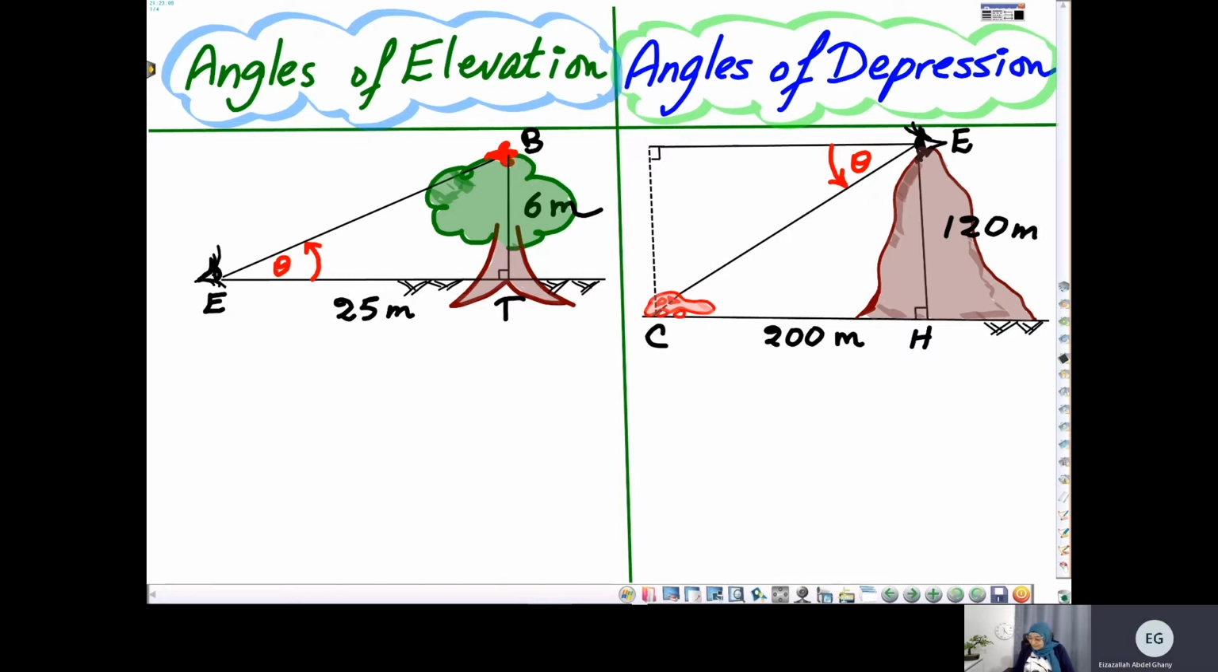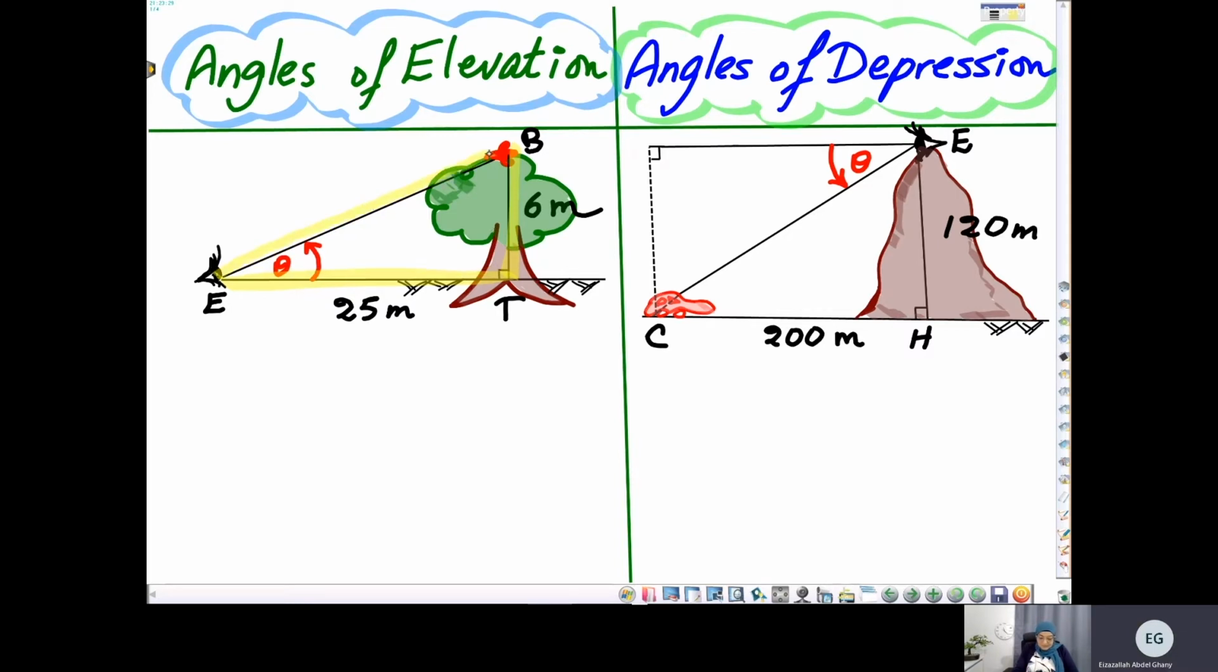Here you are forming a right angle triangle. The distance between the eye and the tree is 25 meters. The height of the tree above the horizontal ground is 6 meters. This is the distance between the eye and the bird.